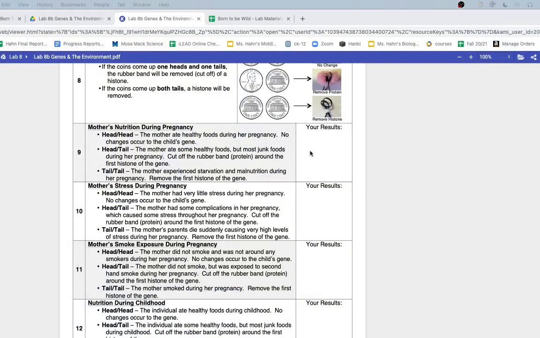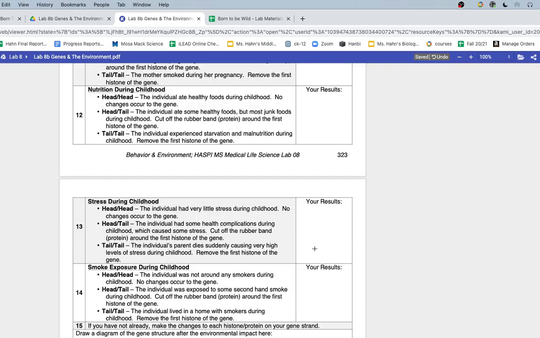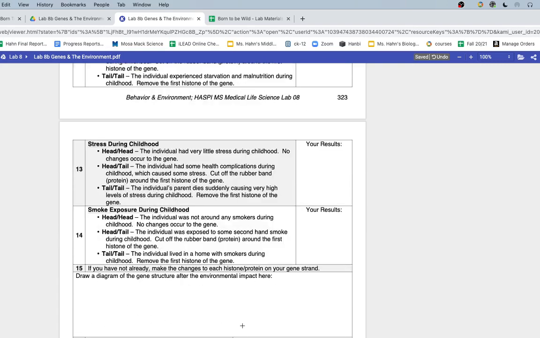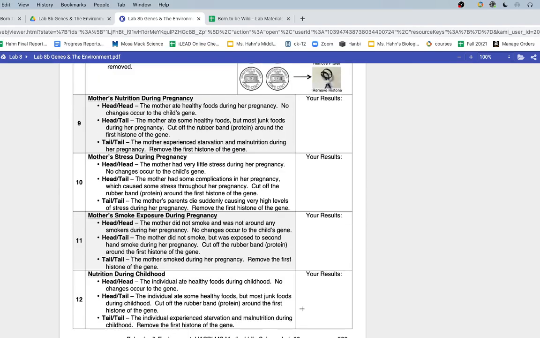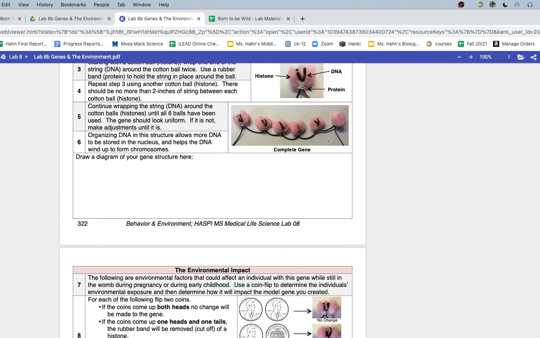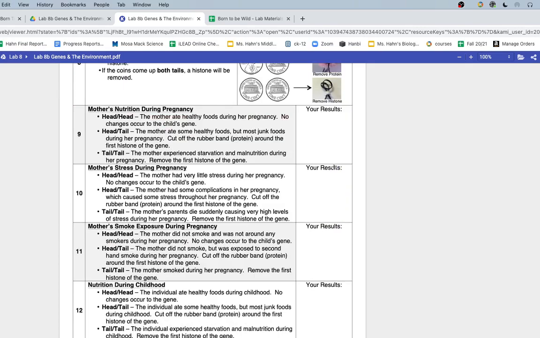And you're going to write your results. So you can just go ahead and write in heads, heads for here, no change. Here we had heads, tail, and then this one we had tail, tail. And then we're going to draw our finished one. And if you don't have all the materials, you can just redraw this one, but with the changes that you made. So you might have to make little notes and say, no rubber band, no cotton ball, no histone.